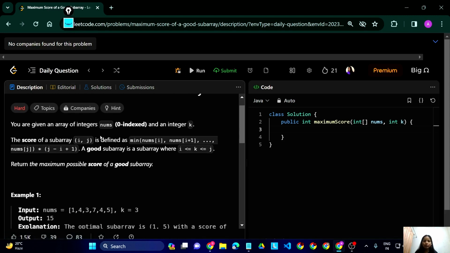You are given an array of integers nums which is 0 indexed. You are also given an integer k, and they say that the score of a subarray starting from i up to j is defined as the minimum of the numbers from index i up to index j, multiplied by j minus i plus 1.